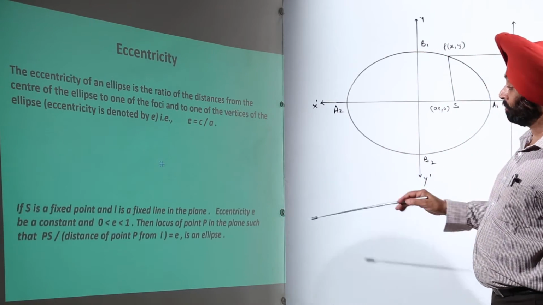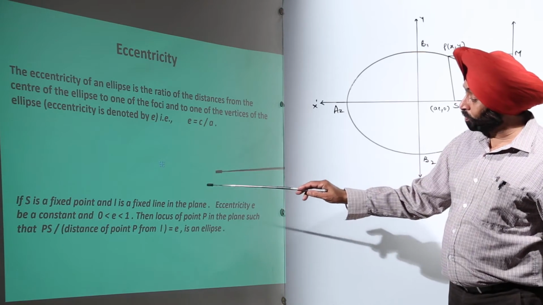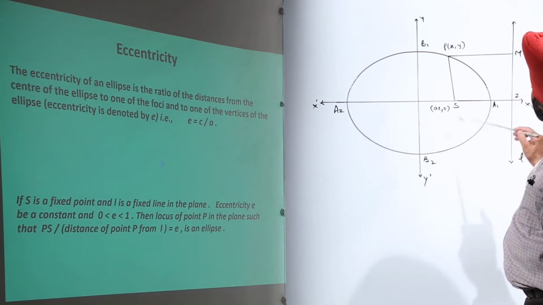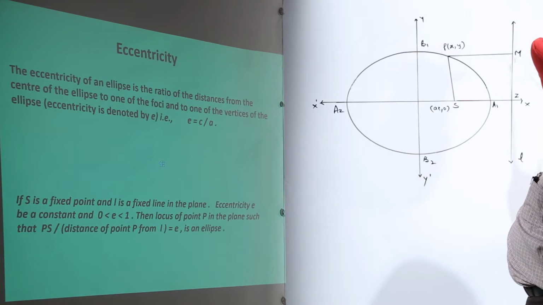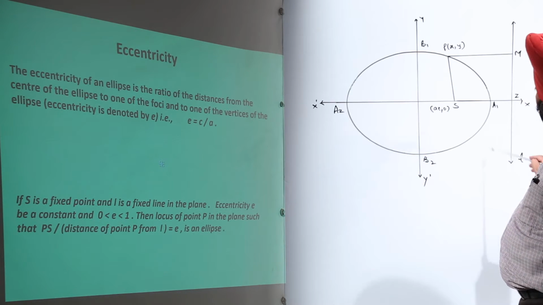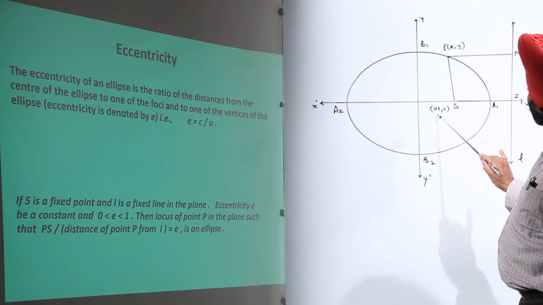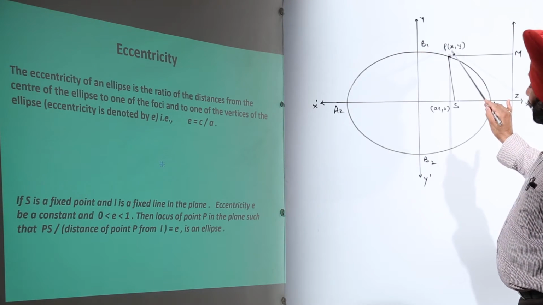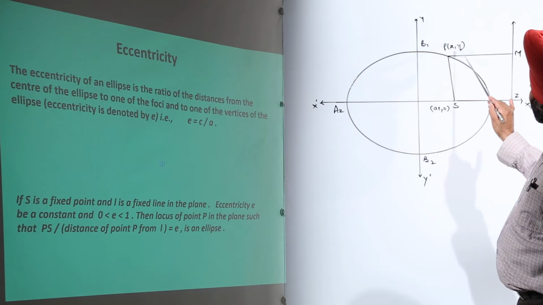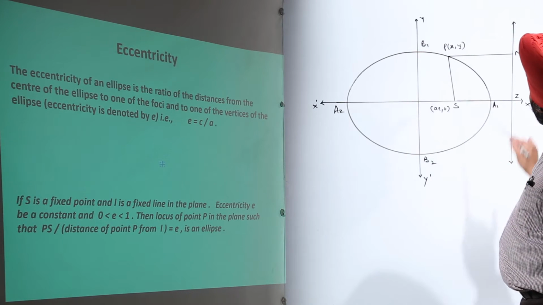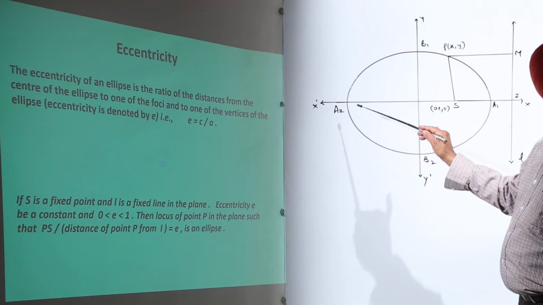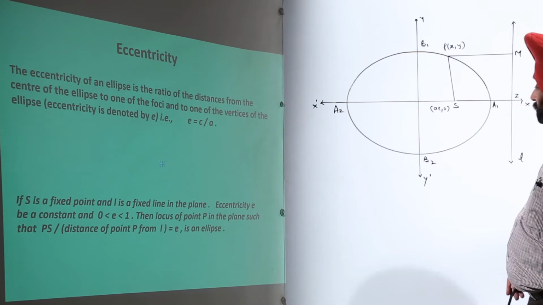Now what this says: if S is a fixed point and L is a fixed line in the plane, now you can just go here, S is a fixed point here, this L is a directrix, okay. The coordinates of S are (ae, 0), here a point P lies on the ellipse, with coordinates (x, y), and then we have A1, A2, B1, B2, where A1 to A2 is the major axis and this is the minor axis, okay.